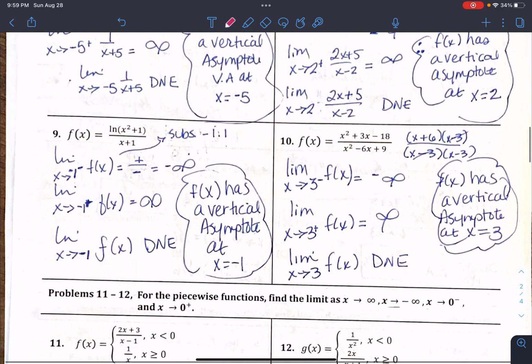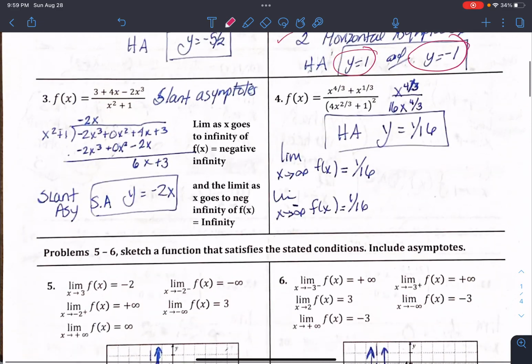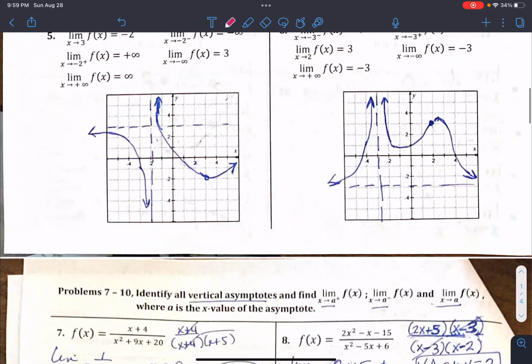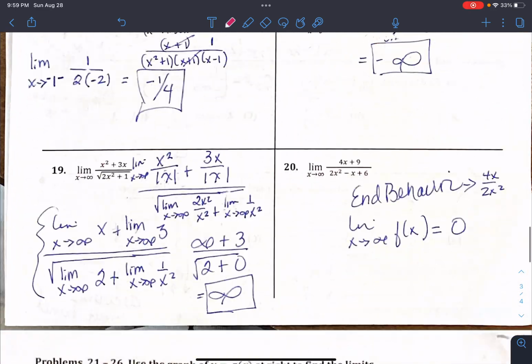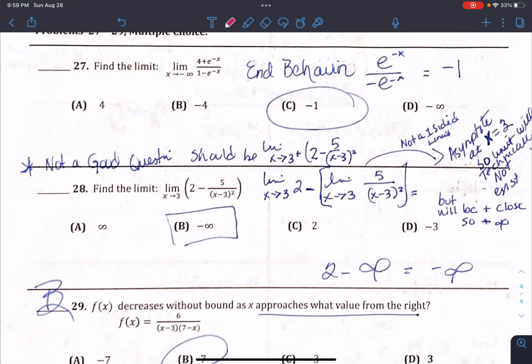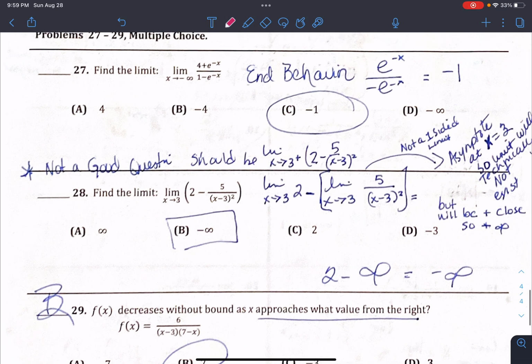What's the other one we had? Going back up here, sorry. It was 28. 26, 27, 28. Oh. I said, not a good question. It should be the limit from the right. Asymptote at x equals 3, so it will technically not exist. But we'll be closer to positive infinity. Okay.